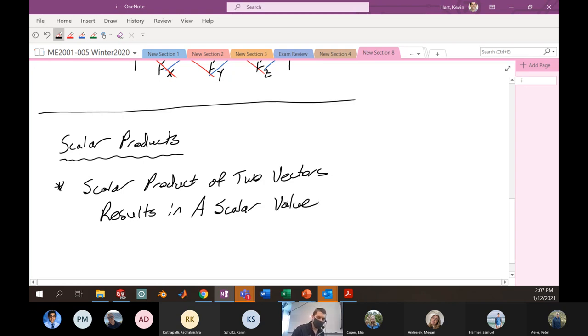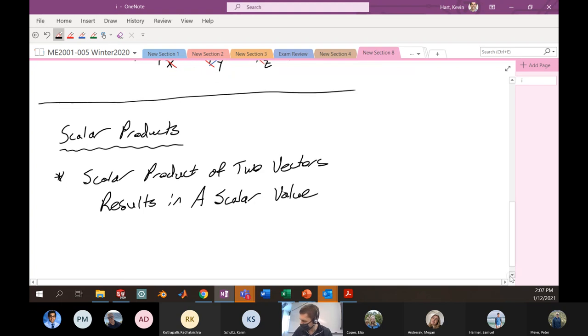Okay, so this is an important idea: the scalar product of two vectors results in a scalar value. Now this is different from the cross product. Remember, the cross product between two vectors results in a vector. Here, the scalar product of two vectors results in a scalar value.